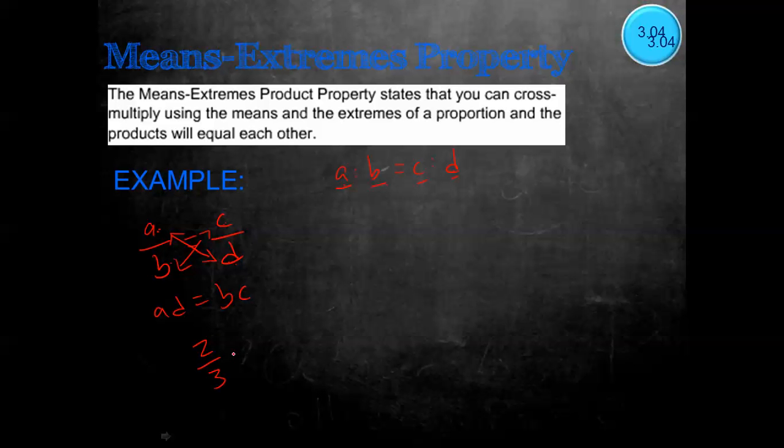Okay, so given a number right here, like say I had 2/3 equals 10 over 15. If I were to cross multiply these, 15 times 2 is 30 and 10 times 3 is 30, which is true.